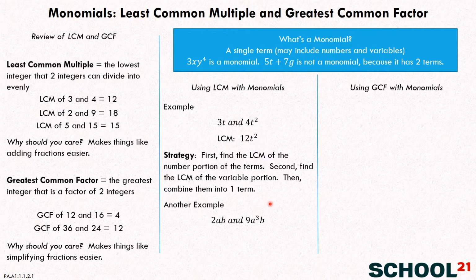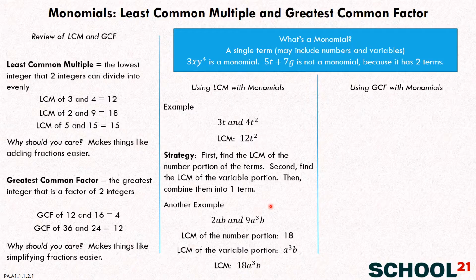It's a cubed b, because you need something that ab can divide into, which it can divide into a cubed b, and that a cubed b can divide into, which of course it can divide into a cubed b. So the least common multiple of the number portion is 18, of the variable portion a cubed b, then you recombine it, and the least common multiple is 18a cubed b. Make sense? Okay.